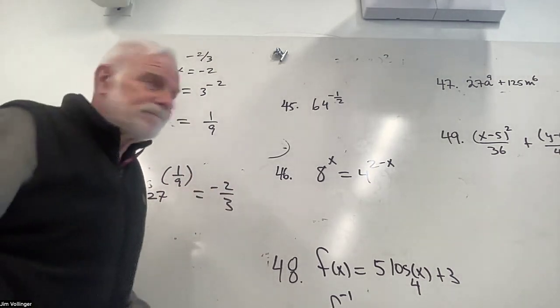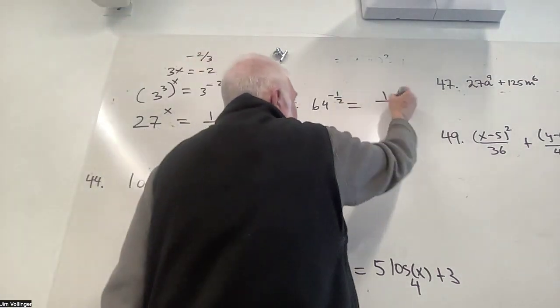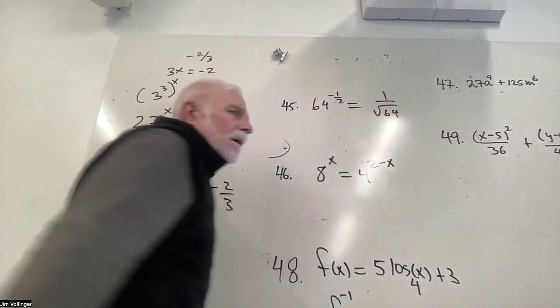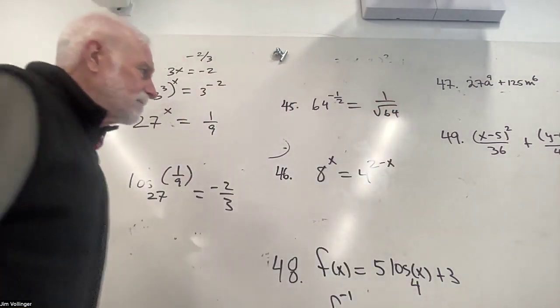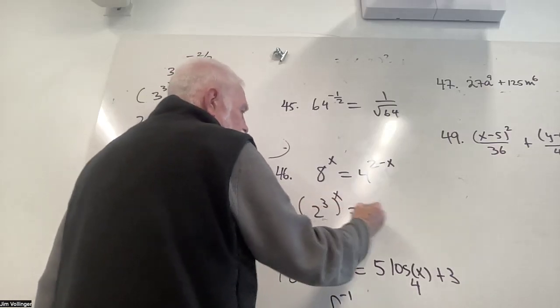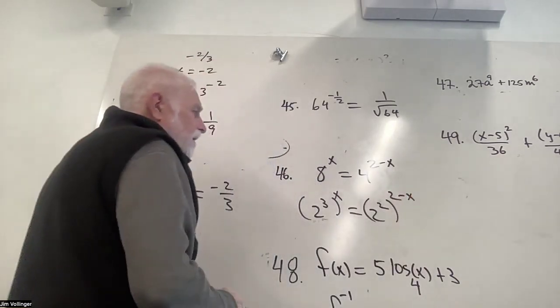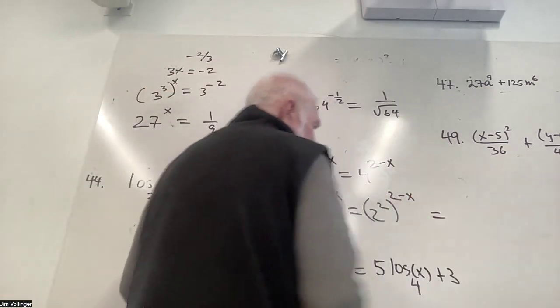Move on to the next problem, which is 64 to the minus 1/2. Maybe you're seeing that as 1 over the square root of 64. I hope you are. If you are, go to the next problem. 8 and 4, 2 cubed. X equals 2 squared, 2 minus x. Okay, I think I've got to do that one over here.